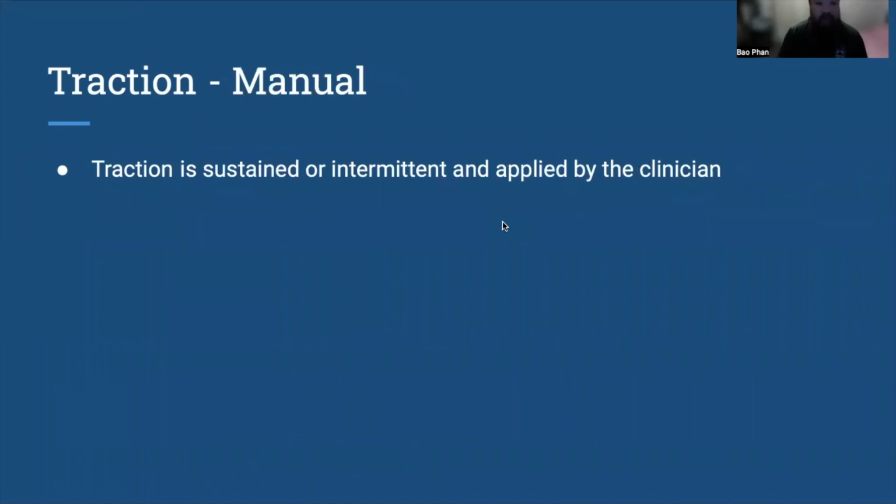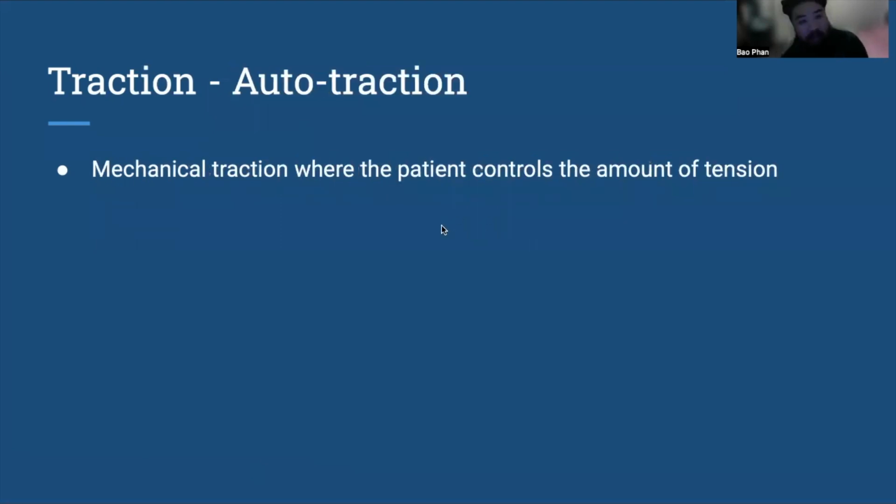Next, we have manual traction. This is sustained or intermittent, and manual means that it's applied by us, the clinician. Next, we have auto traction. This is a mechanical traction where the patient controls how much tension is being applied to their own body.